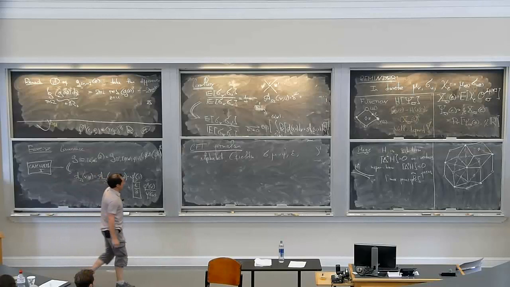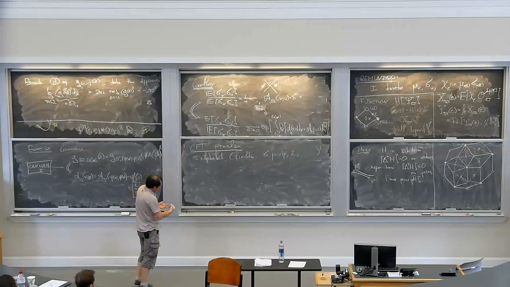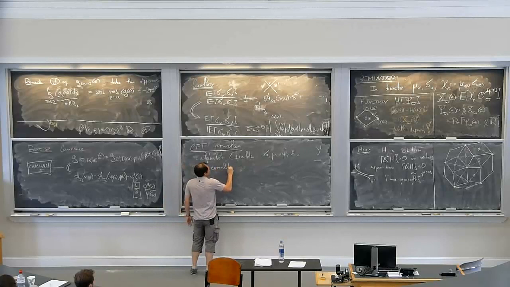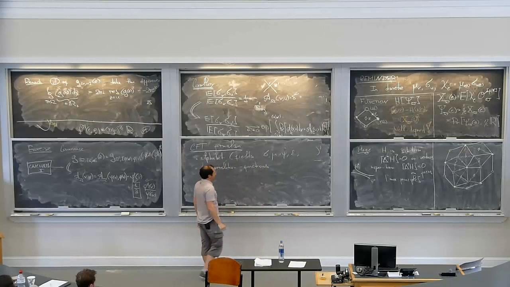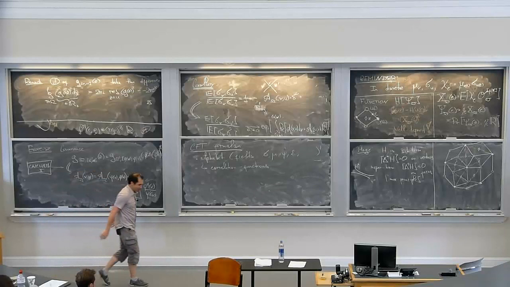Okay, correlation functions. So this alphabet is just to say that, okay, there are correlation functions. And it's really a sketch, because the key element of the field theory is the stress energy tensor, and I'm not going to mention it at all.